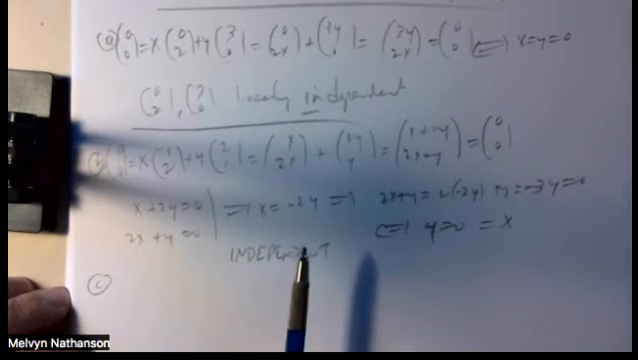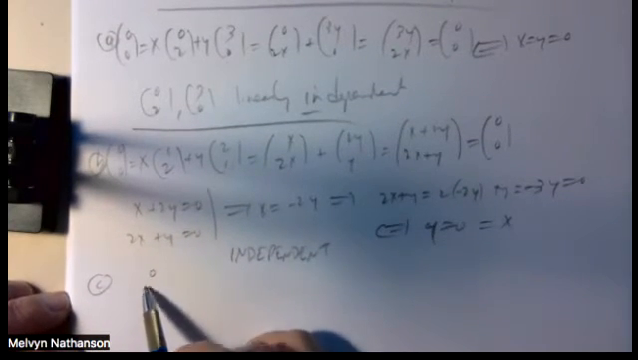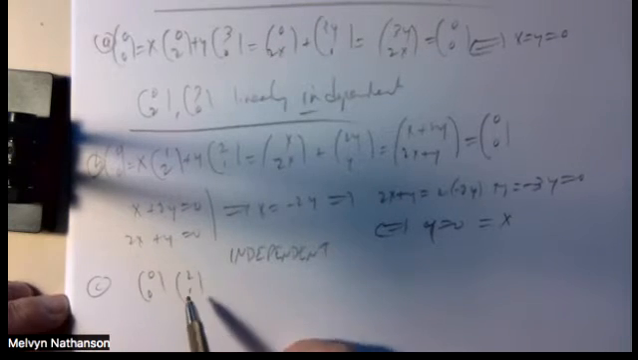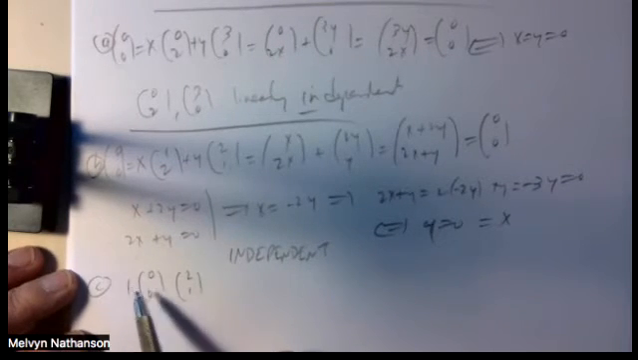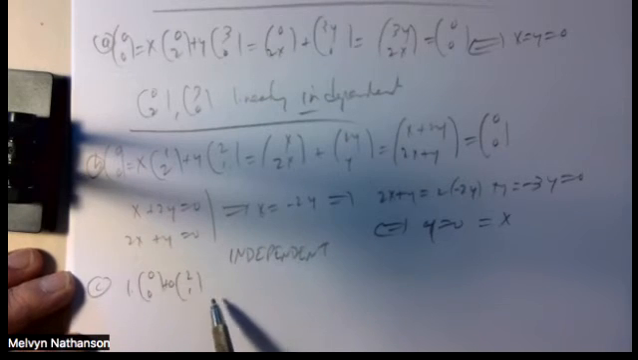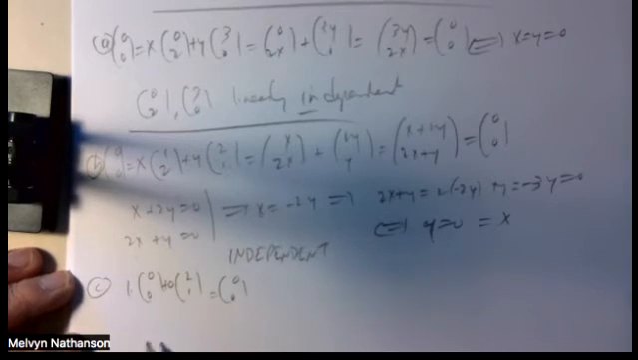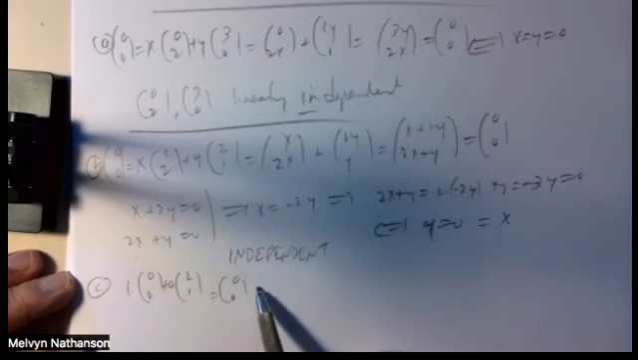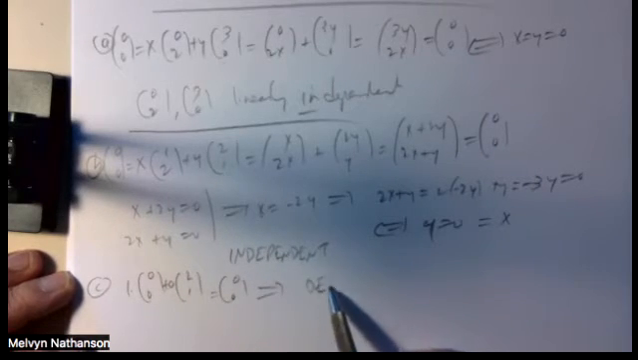Part C is very easy. You have the vector (0, 0) and (2, 1). If I multiply this vector by 1 and this vector by 0, I get (0, 0). So this is a linear combination of the two vectors, and the coefficients I'm multiplying by are not both 0. So these vectors are dependent.